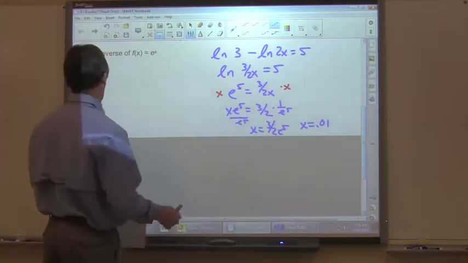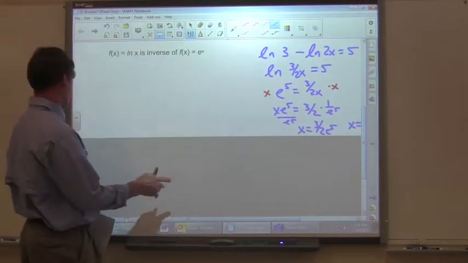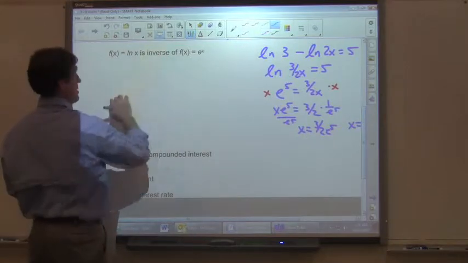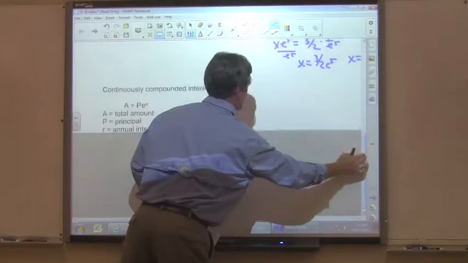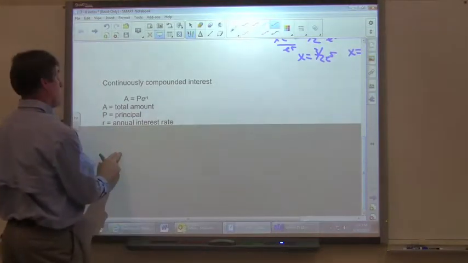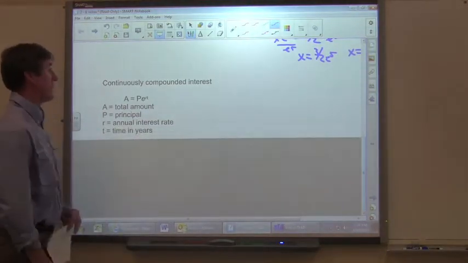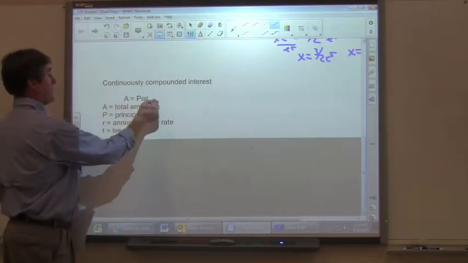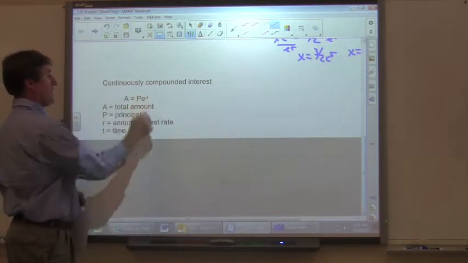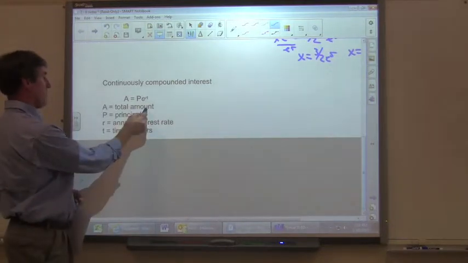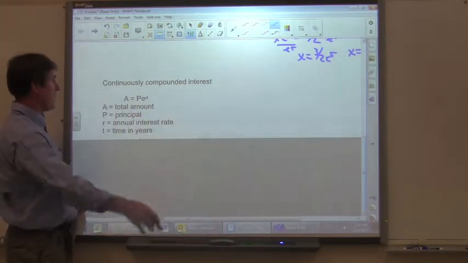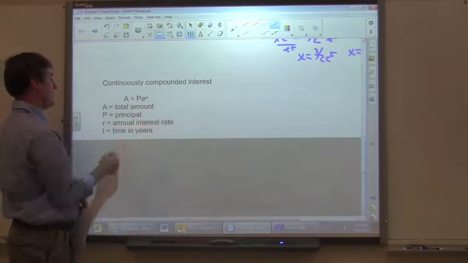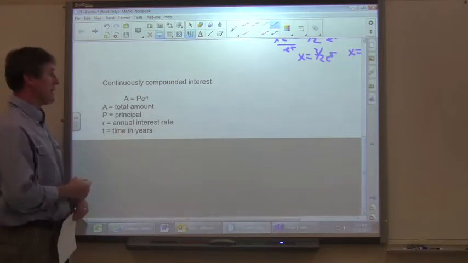Now I want to look at two story problems that the book has, but first we need to look at the rules we're going to use. We have a couple rules. So, continuously compounded interest. Our formula is A equals P e to the rt power, where A is the total amount that you get after the interest has been accumulating, P is the principal or the starting amount, r is the annual interest rate, and t is the time in years.